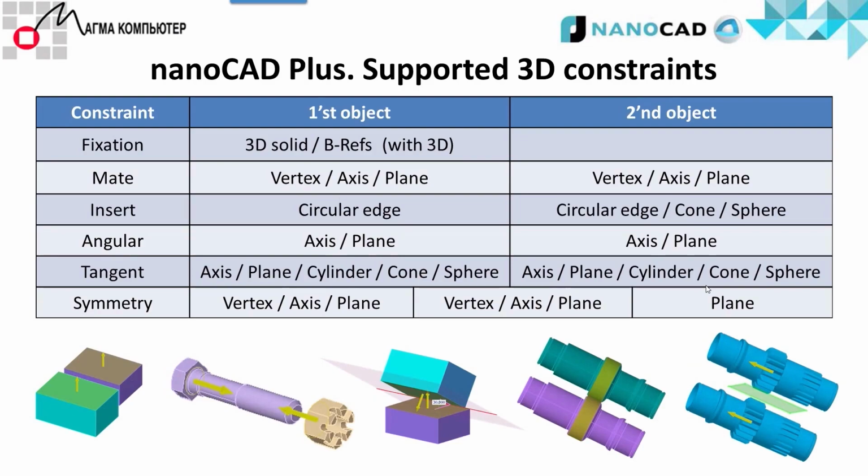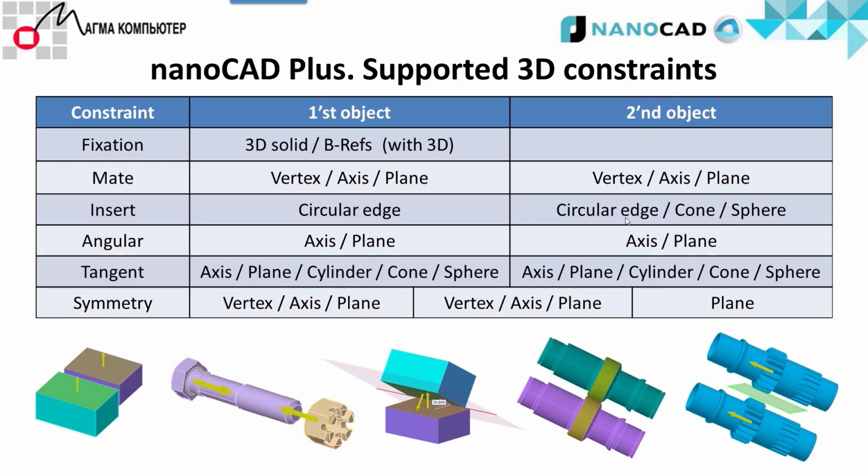In the last part of my presentation, I'd like to tell you about how we've connected a 3D solver. Currently, the Nanocad application offers a user 6 types of 3D constraints: a fixation, a mating, an angular constraint, an insert, tangent, and a symmetry. This set provides the minimum necessary constraint types for 3D assemblies modeling.